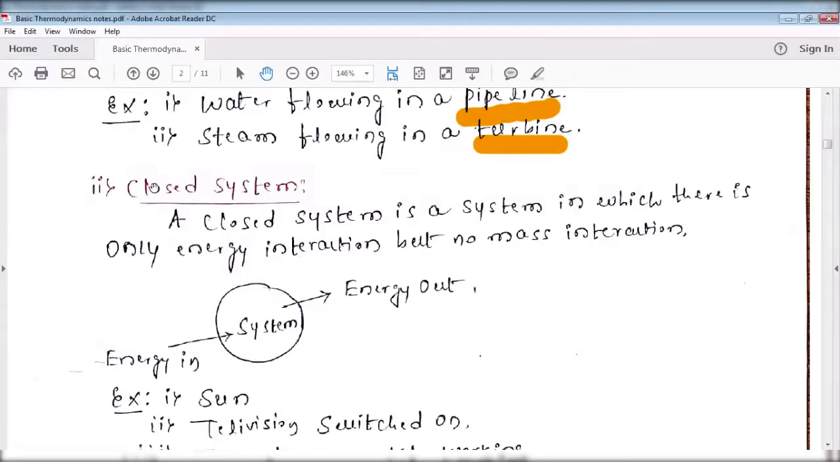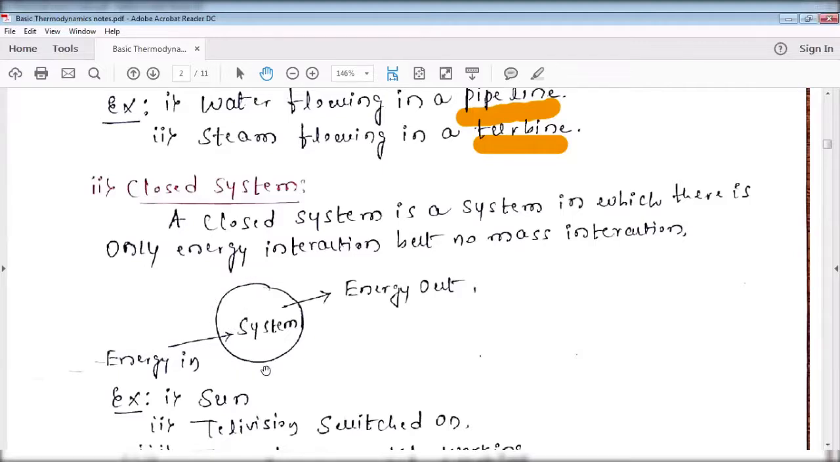What does it indicate? The name itself indicates the system is perfectly closed. Once the system is perfectly closed, no mass enters into the system and no mass comes out of the system. There is no space for mass to enter the system from the surroundings, and also no mass coming out from the system to the surroundings. But there is only energy interaction.